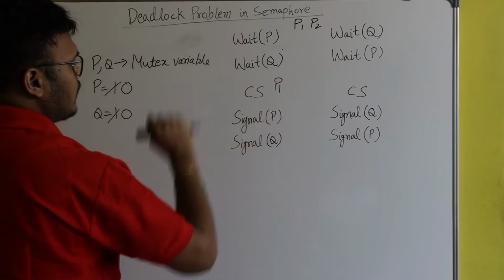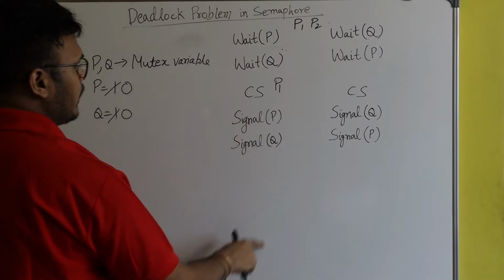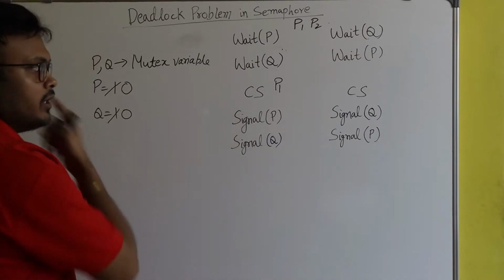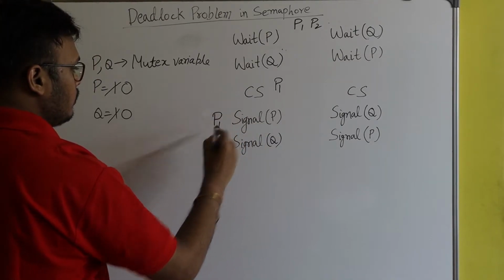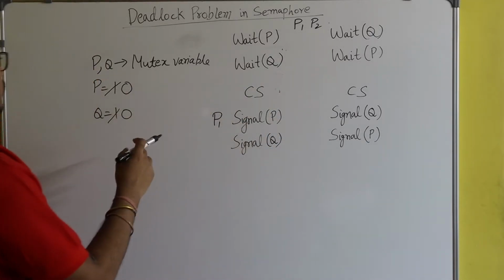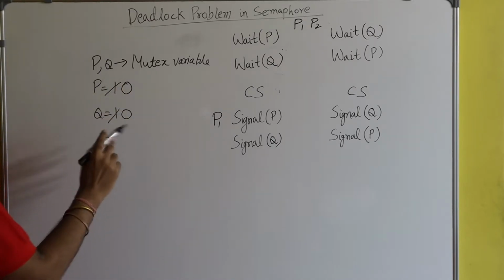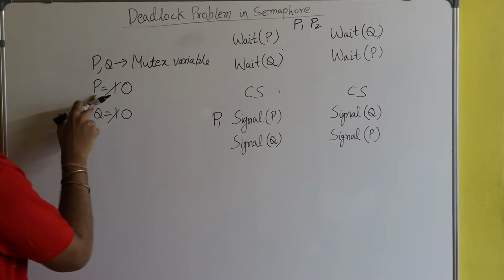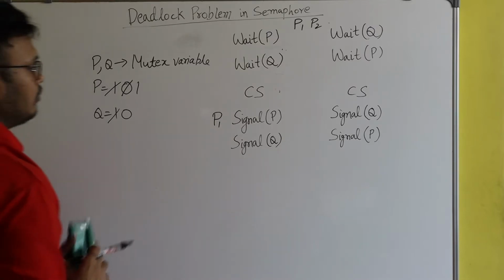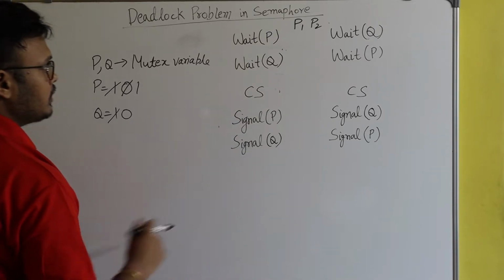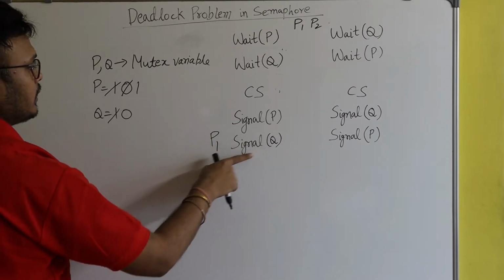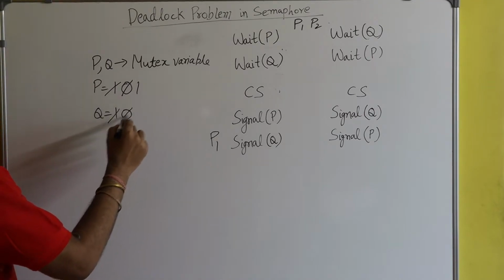Suppose the task of P1 is over and now P1 comes out from the critical section. Now P1 will run this code, signal of P. It means the value of P will become 1. P1 is giving the signal to this mutex variable, so now the value of P has become 1. After that, P1 will come to this line and execute signal of Q, so Q will become 1.